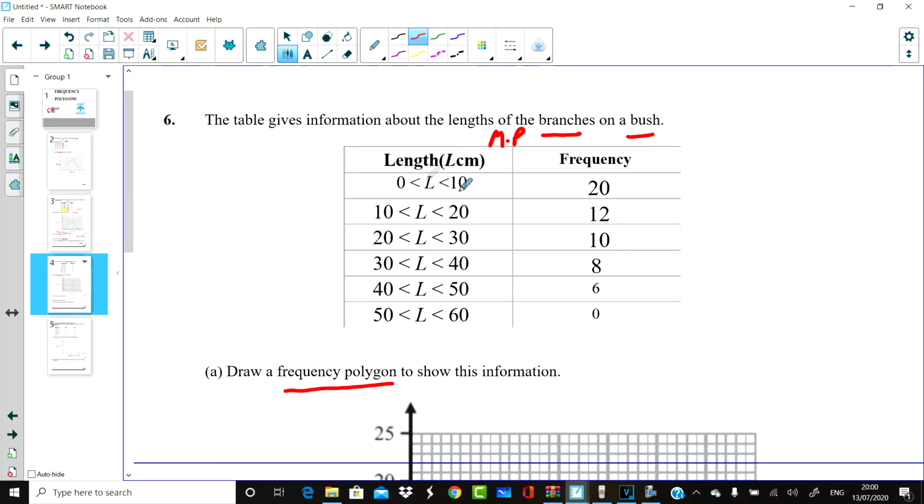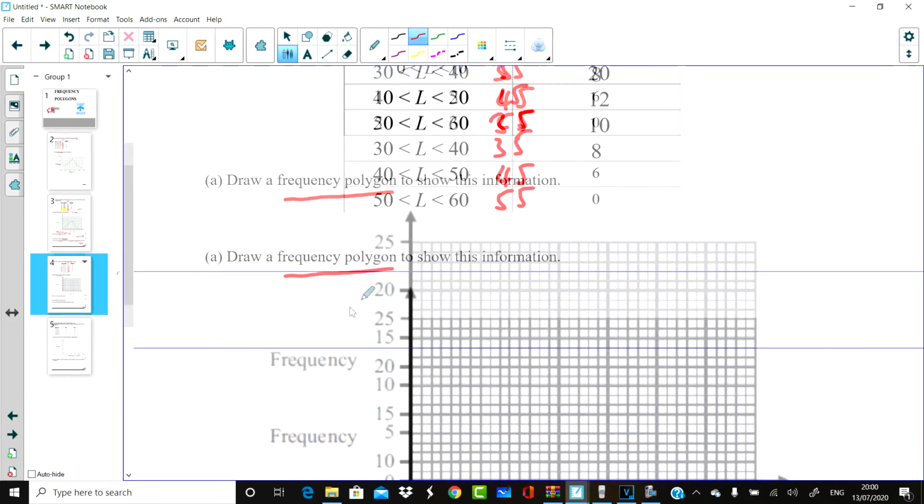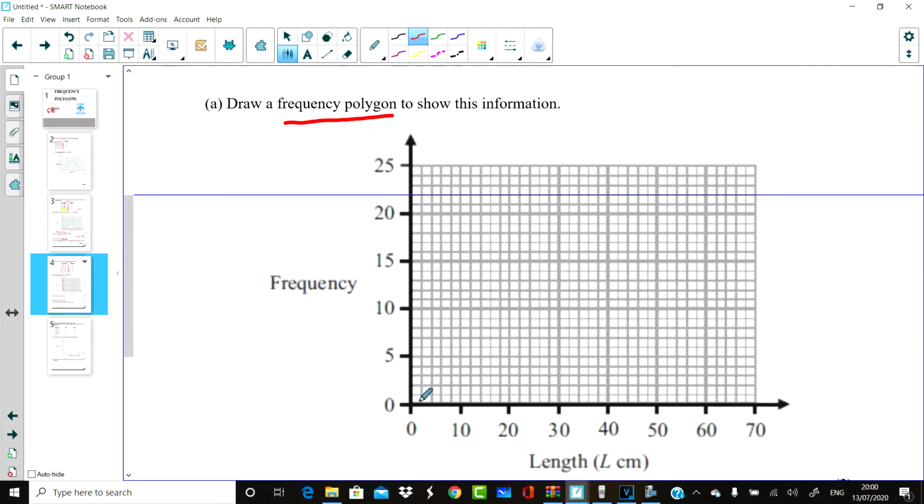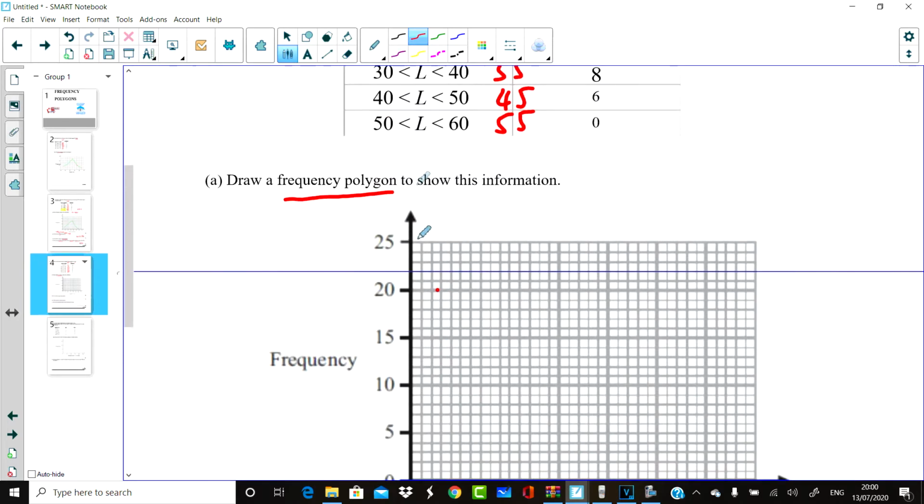So what's in between 0 and 10? That's 5, 10 and 20, so that's 15. This would be 25. We have 35 here, 45 and 55. We're going to plot these numbers against frequency. So if I plot 5 against 20, 5 would in fact be here. So we have 2, 4, 6, 8, 10, so it's going up in twos. So 5 would be here, and then 20 all the way here. So that's our first point.